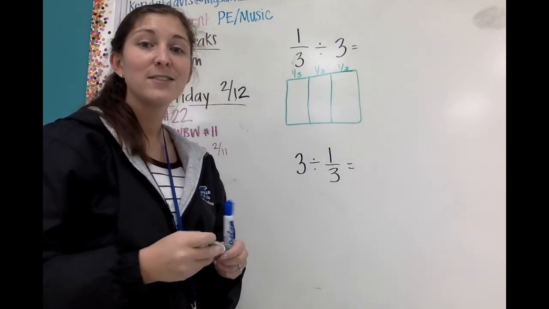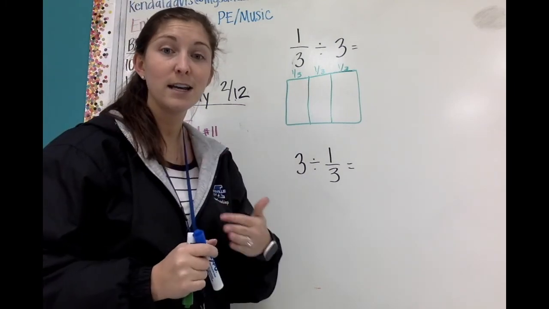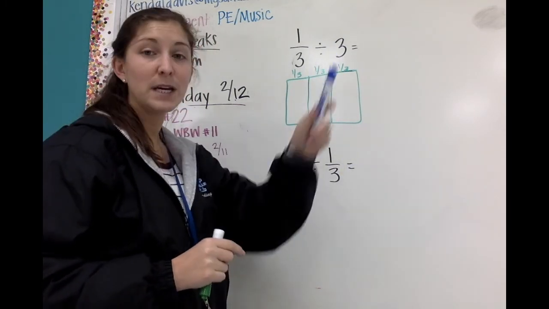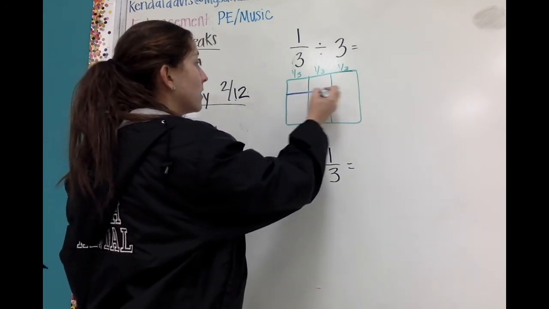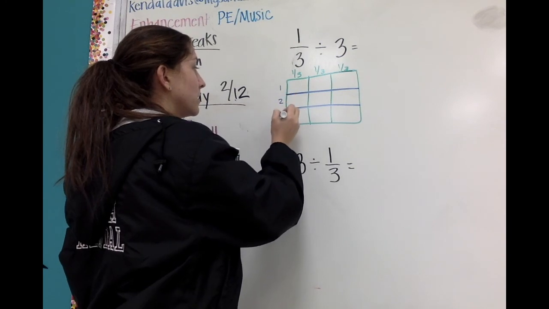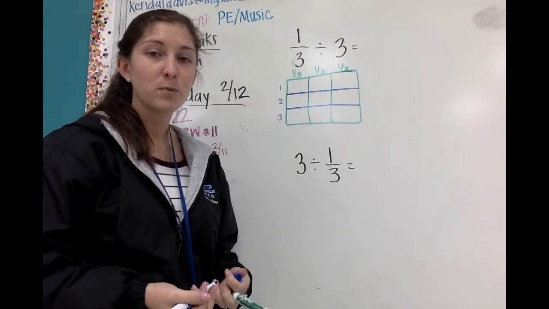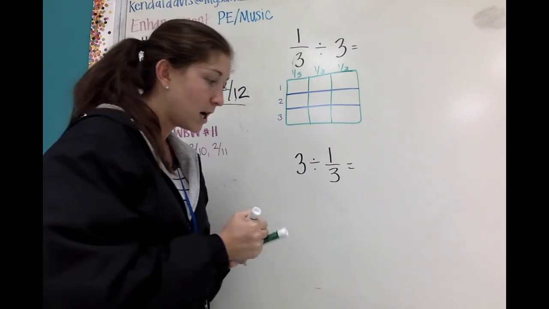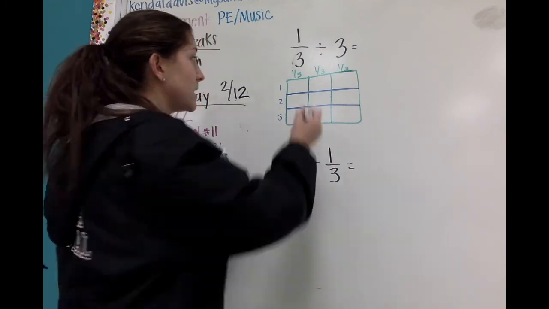Now, I have to take my 1/3 here, and I've got to cut it into 3 pieces because that's what I'm dividing it by. So I'm going to cut it over to the side like this, 1, 2, 3. It's important to know that the answer to this problem can be found in the model simply by taking and shading one of those pieces in.